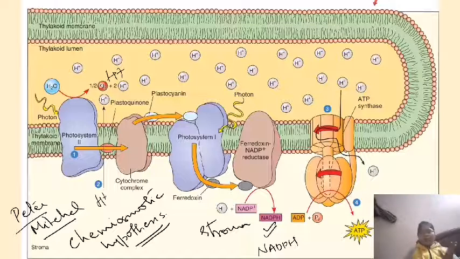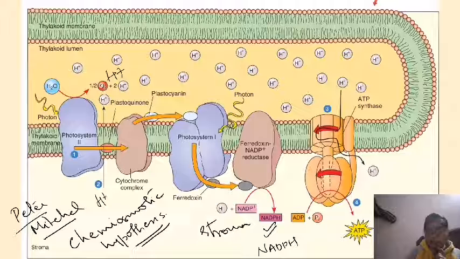Now there are 2-3 things which are causing the development of this gradient. You can see there are a lot of hydrogen ions shown here in the lumen, and in the stroma there are very few hydrogen ions. Why? Let us try to understand this. There are 2-3 things which are concentrating these hydrogen ions into the lumen, and this membrane is impermeable. Now these hydrogen ions can move only through one channel. What are the ways by which hydrogen is getting concentrated?